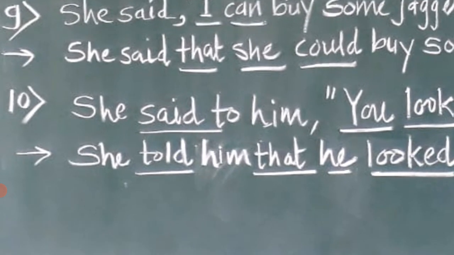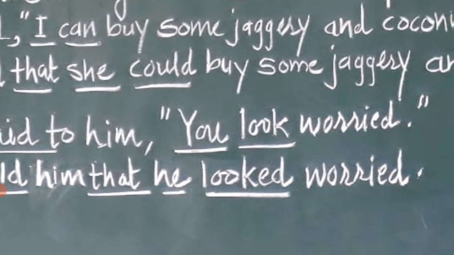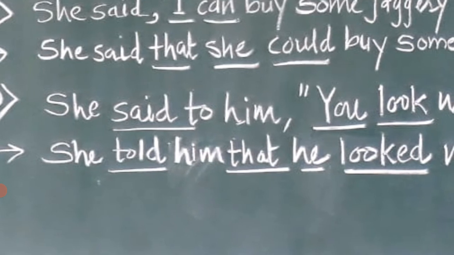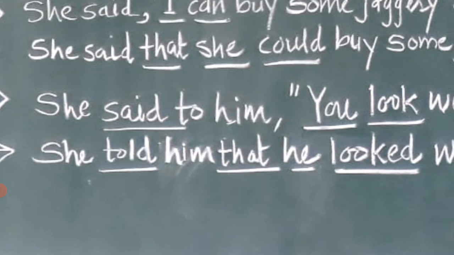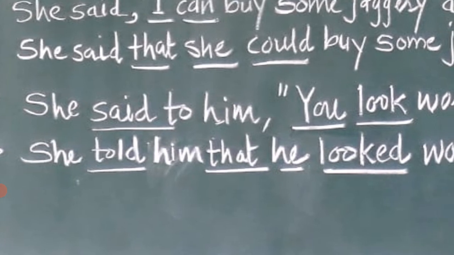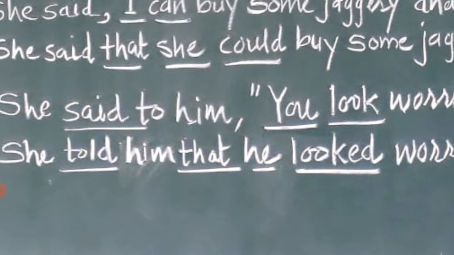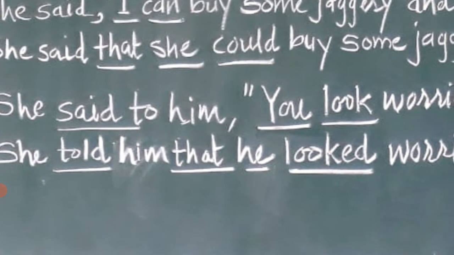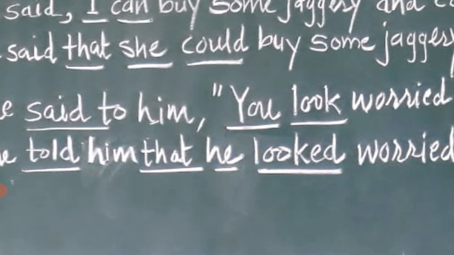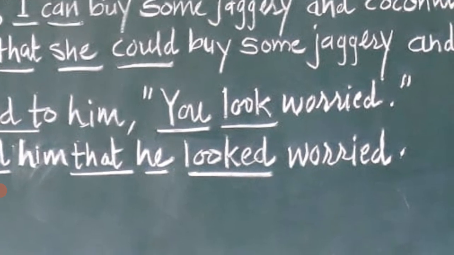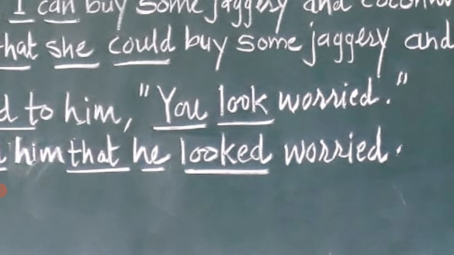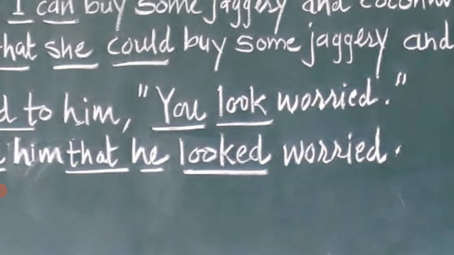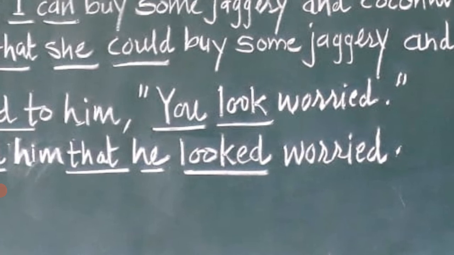The last one, she said to him, "You look worried." Again "said to" is converted into "told". Later on the reporting verb is joined with the reported speech with the conjunction "that". "You" is here representing him, so "you" is converted into "he". Again your action verb which is in present form is converted into past form. "You look" is converted into "he looked", and "worried" remains as it is.